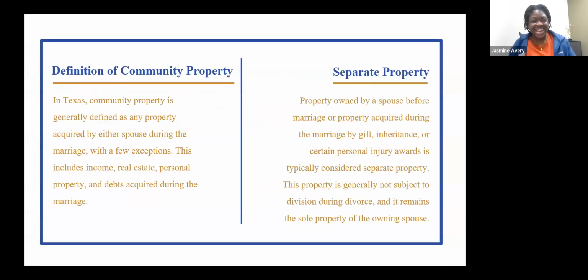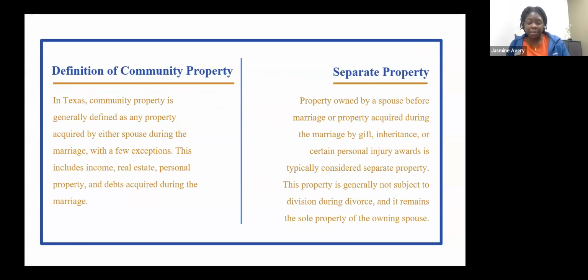Okay, so the definition of community property: we have already talked about that Texas is a community property state. What that means is that anything you acquire during the marriage is presumed to be owned by the both of you, whether it's a new home you've bought, your income, new vehicles that you purchase, a business that you start, any personal property that you get, or any debts. All of these things during the marriage are presumed to be an obligation of both of you, an obligation of the marriage.